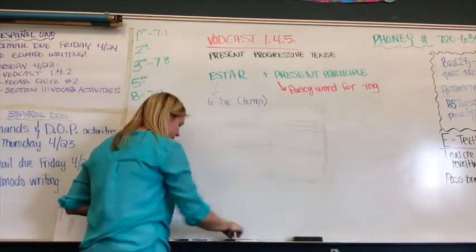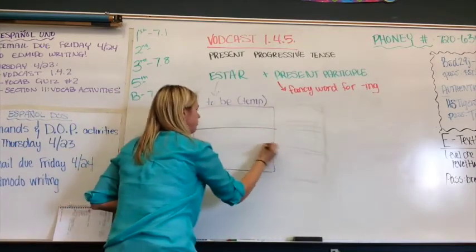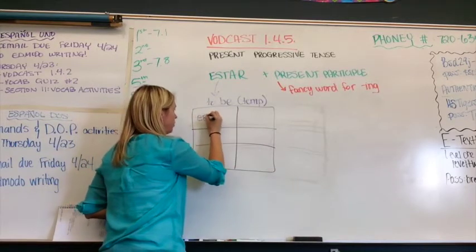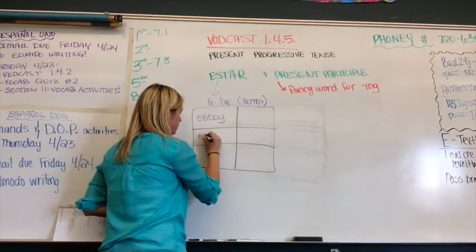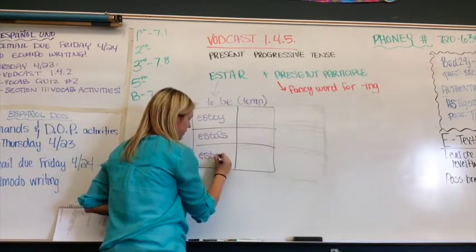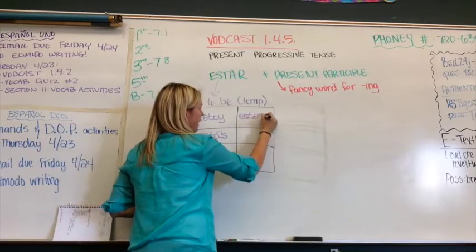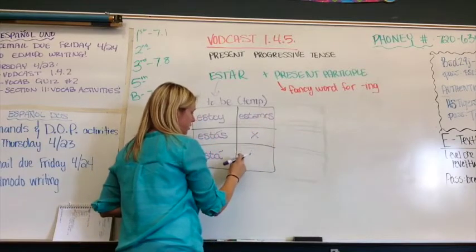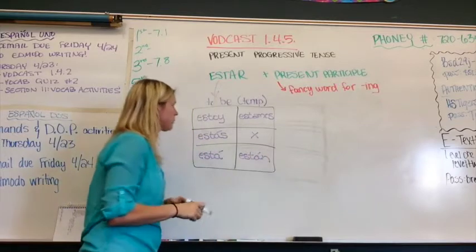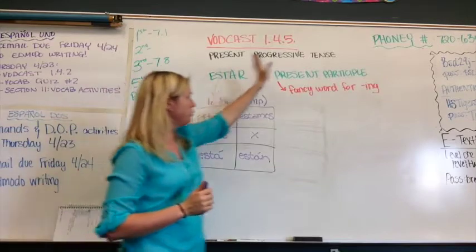How we conjugated it, here's our chart. This one was a bit irregular, so you need to remember that it was yo estoy, tú estás, él, ella, usted está, nosotros estamos, and then ellos, ellas, ustedes están. Once you know how to conjugate estar again, this part will be easy.